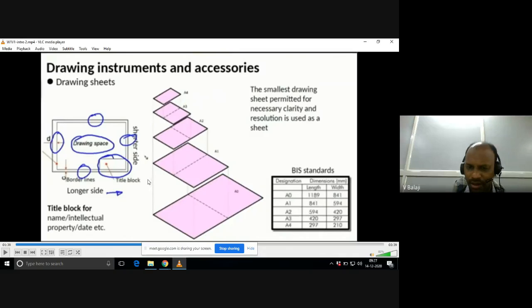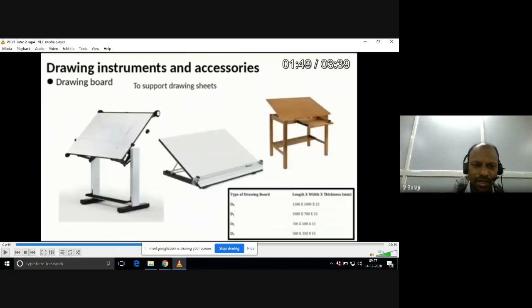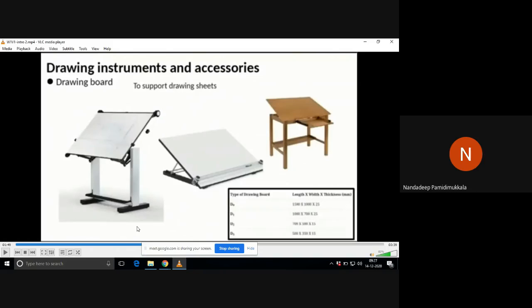And anyway, I can move forward now. Physically, are you able to see the pictures clearly? Yes, sir. Okay.